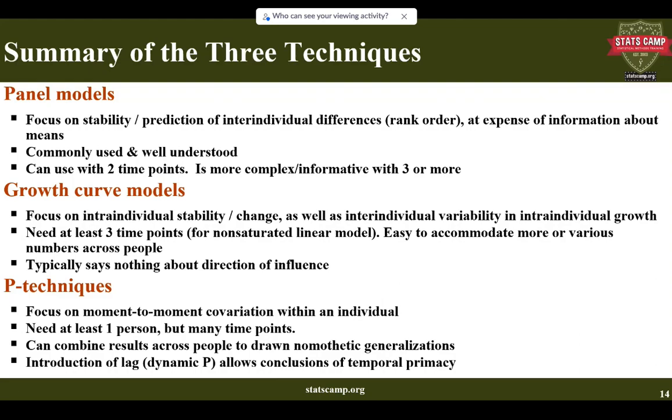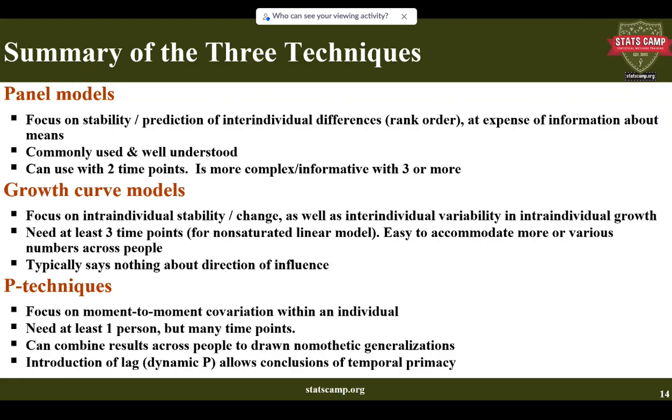And then you have the growth curve model, which is looking at the synergy that occurs between 2 or more variables as they change over time. And then you've got the P techniques, which are really, again, looking at the moment-to-moment covariation within an individual. You just need 1 person, but you have to have many time points. You can start combining results across individuals.